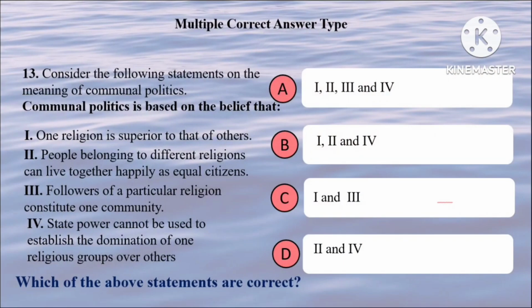Communal politics is based on the belief that one religion is superior to that of others. Yes. People belonging to different religions can live together as equal citizens. No, communal mindset does not believe in this. Followers of a particular religion constitute a community. True. State power cannot be used to establish the domination of one religious group over others. No. So, first and third ones are correct. So, the correct option will be C.